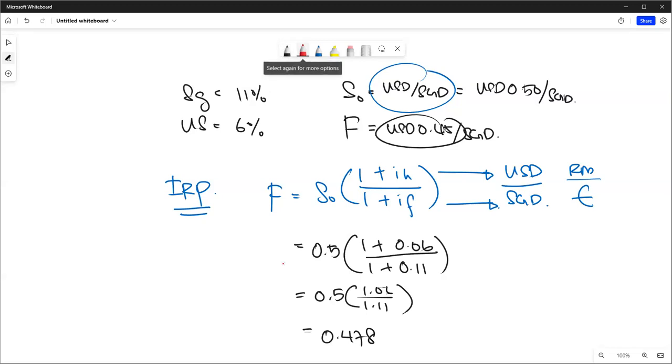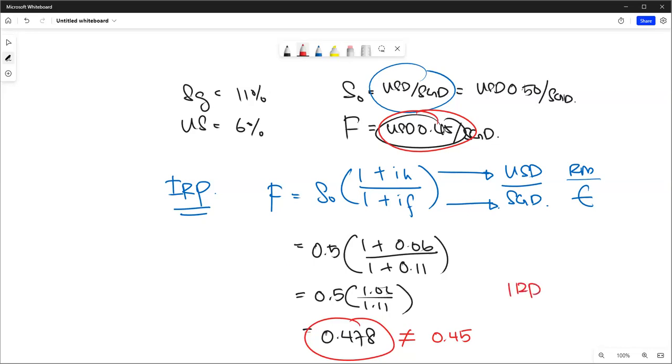So 0.478 is not equal to 0.45. So the one given to you is undervalued. The forward value given to you says that 1 Sing dollar can only exchange 45 cents. But by calculation, 1 Sing dollar should give you 47.8 cents. So this is undervalued. When these two are not the same, it means IRP does not hold. They are supposed to be the same figure. If it's not the same figure, then IRP does not hold.